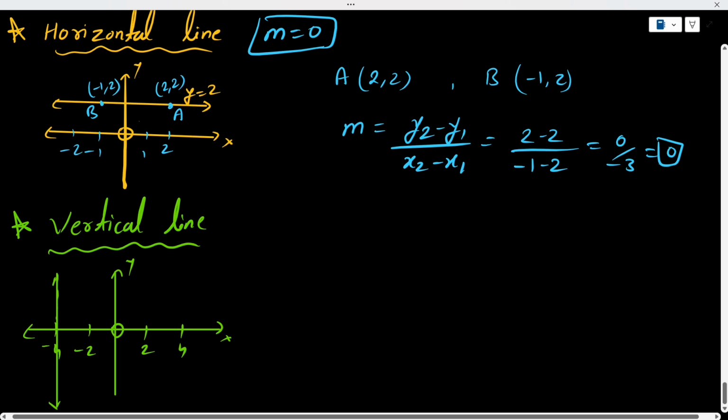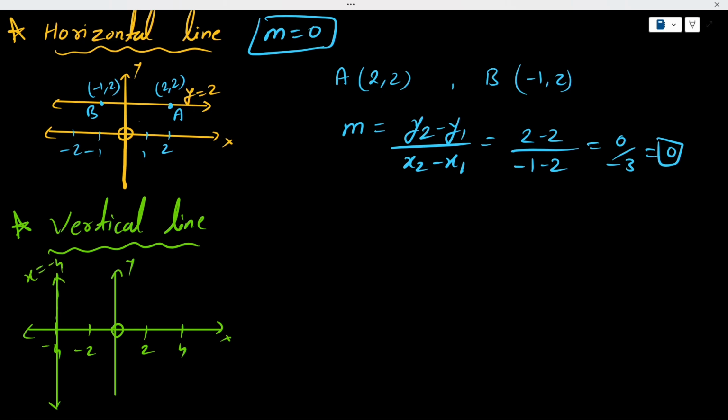So what is going to be equation of this line? X is equals to minus 4. Now you take any 2 points here, x is fixed, but y can be changed here. So here if I take a point P as minus 4 comma 2, and here if I take another point Q as minus 4 comma minus 1. Now here what are the 2 points? P is minus 4 comma 2, and Q is minus 4 comma minus 1.